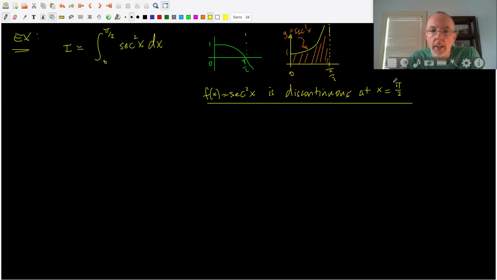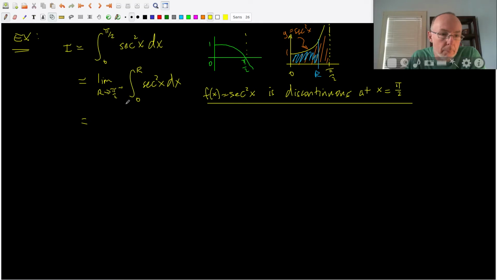So we need to break this integral up using the ideas that we've just talked about. In this case, we're going to throw an r in here, integrate it from 0 to r, and then we're going to sweep r over towards pi over 2. So we're going to take the limit as r goes towards pi over 2, and you can see from the graph that pi over 2 is bigger than r, so we're approaching from numbers smaller than pi over 2. And we're just integrating secant squared, and we know the integral of secant squared is tan.